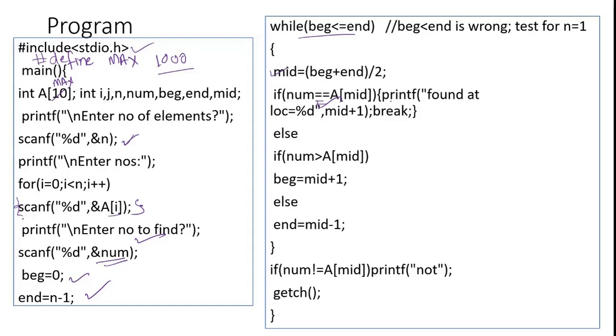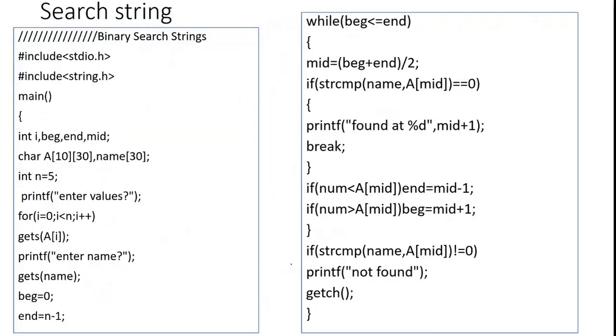So here in programming we can print the location mid plus 1, and after that we can use a break statement, because if the number is found then we can come out of the loop. This while loop is ending here. Otherwise, if the number is not found, then we check whether it is greater or lesser. If it is greater, then we move beginning to after the mid, and otherwise end. If number is not equal to a of mid, then we have printed not found.